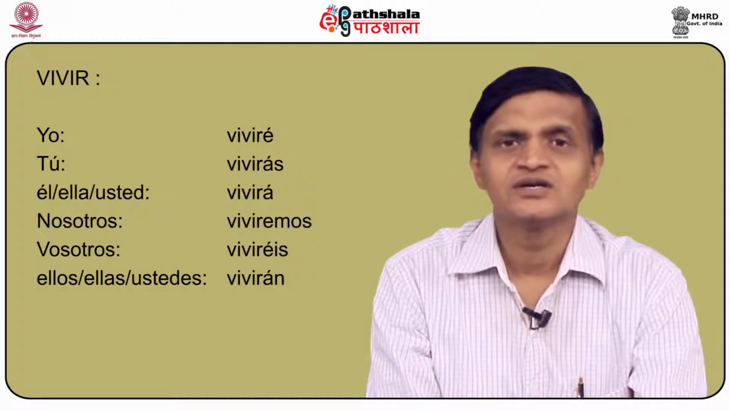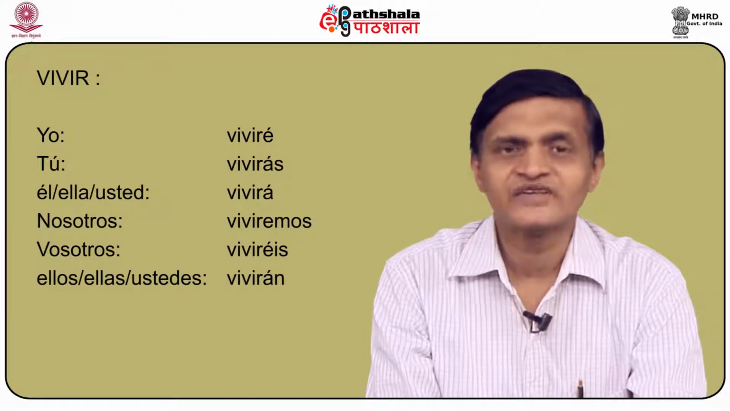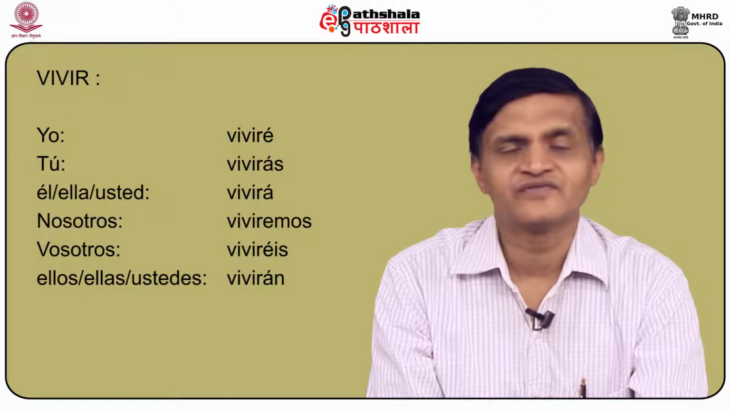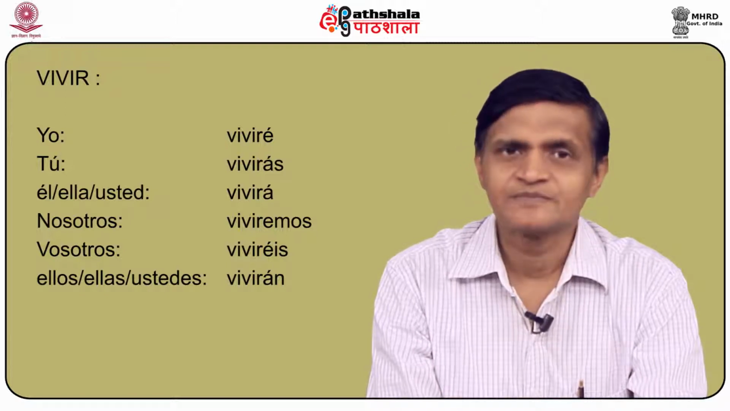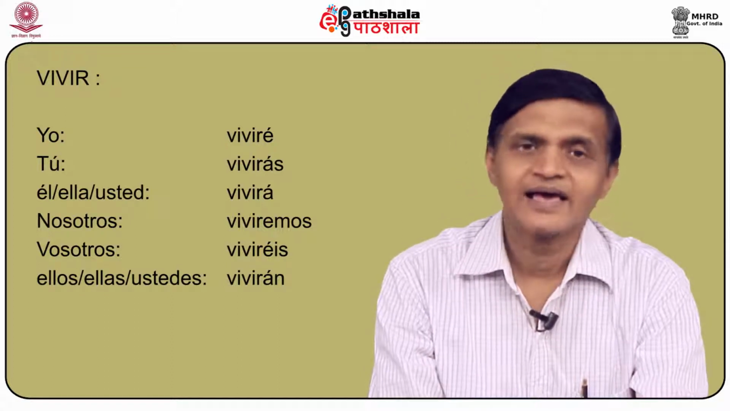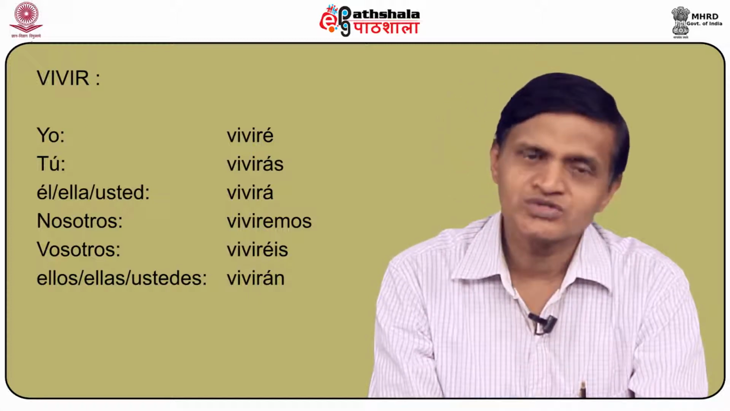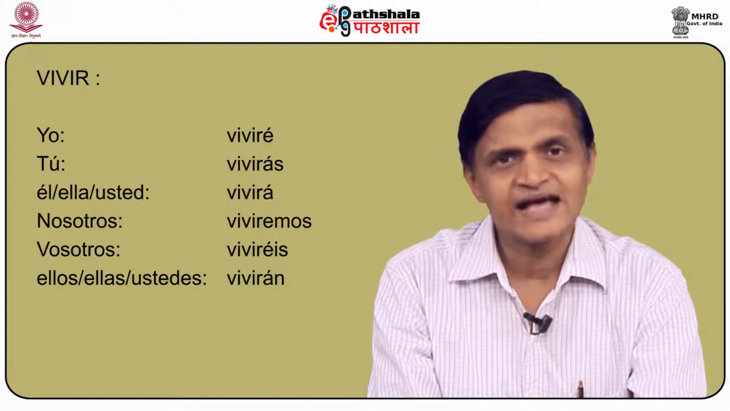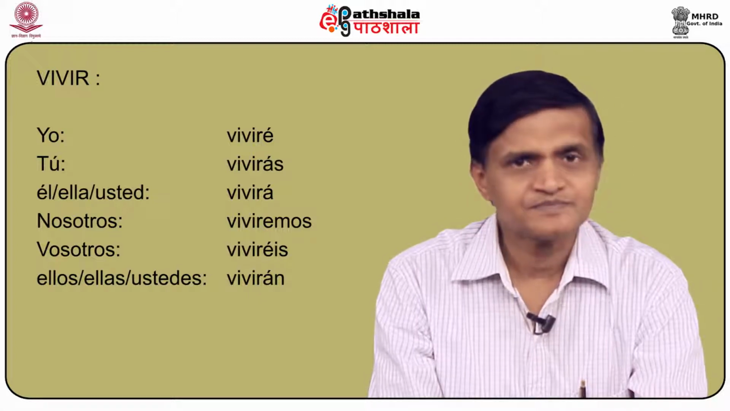In the future, the verb vivir is conjugated in the following manner: viviré, vivirás, vivirá, viviremos, viviréis, and vivirán. I repeat, yo viviré, tú vivirás, ella, usted vivirá, nosotros viviremos, vosotros viviréis, and ellos, ellas, and ustedes vivirán.